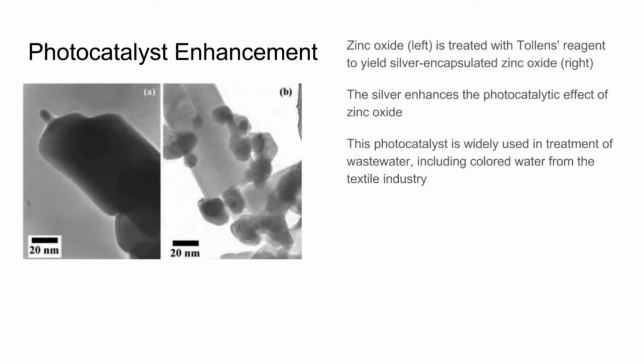Another catalytic use of Tollens reagent is in photodegradation. Zinc oxide, which is a photoactive catalyst, is encapsulated in silver particles. This serves to increase the catalytic effect of the zinc oxide, rather than acting as a catalyst directly. A major use of zinc oxide is in wastewater treatment. By encapsulating the catalyst in silver, the catalytic effect is increased sufficiently that it can be used in photodegradation of dyes in opaque water.